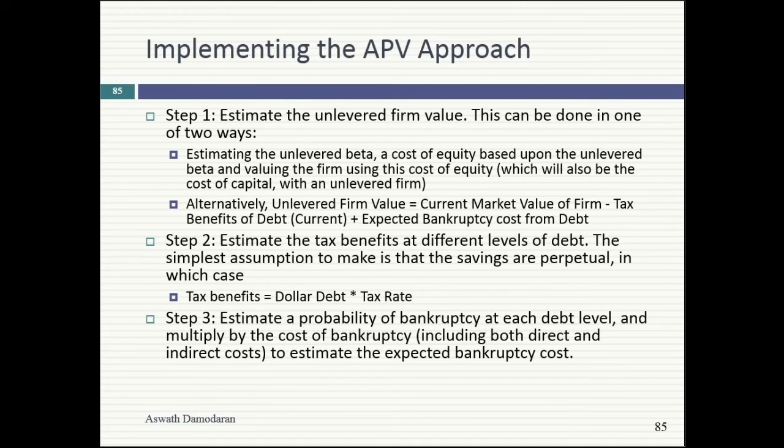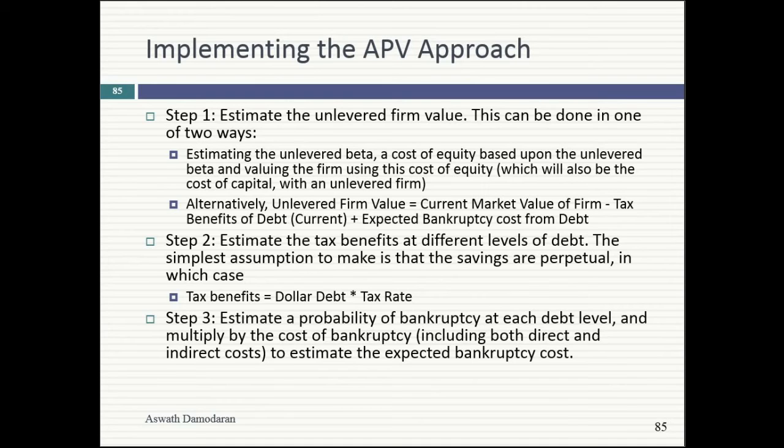So you have an expected bankruptcy cost. The unlevered firm value is pretty straightforward. The tax benefit is a no-brainer. The expected bankruptcy cost is a nightmare. Nightmare to estimate. So when you see people using the adjusted present value approach in practice, and I'm talking about bankers and consultants, here's what happens. They do the unlevered firm value. And they might stretch a few rules, but they get it done.